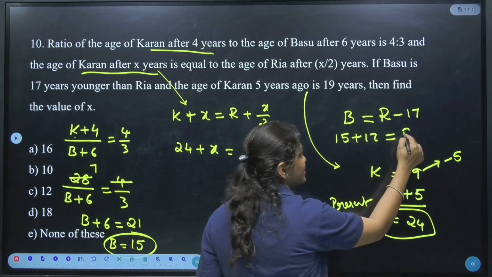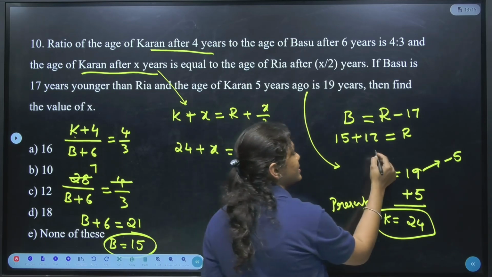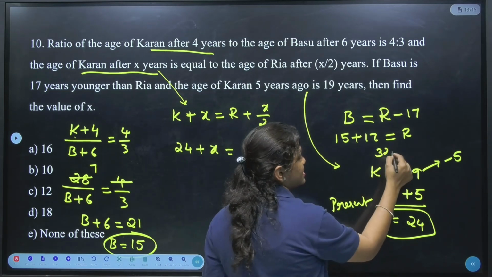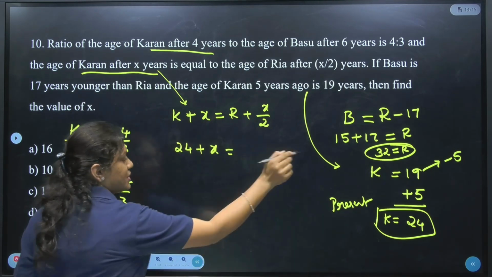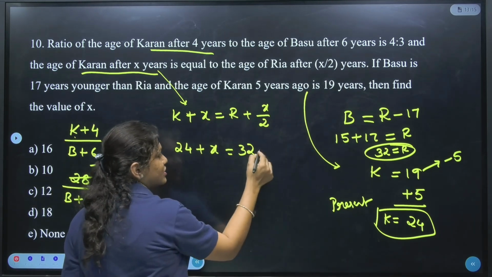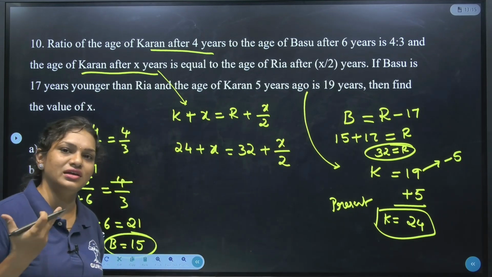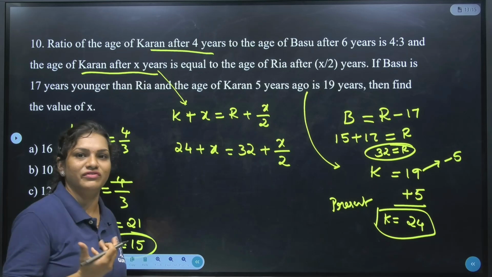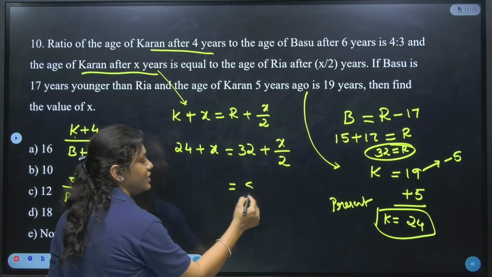Once we get the B value as 15, minus 17 if I shift it becomes plus 17, equals R. What is Riya's age we are getting? Finally, Riya's age is 32 years. Just substitute here. Now the present age of Riya is 32 plus X by 2. Just simplify this equation. Finally what is left over is the X variable. Clear? So 32 minus 24 will be 8.